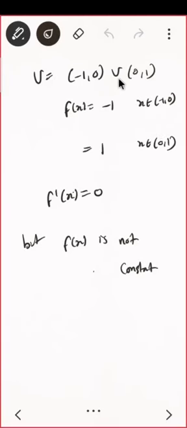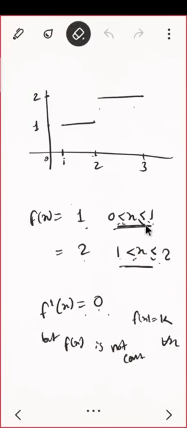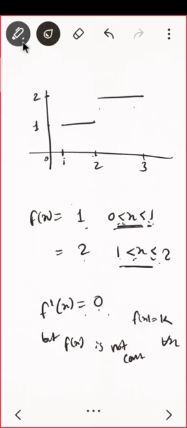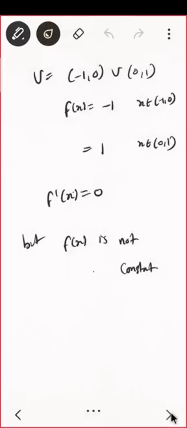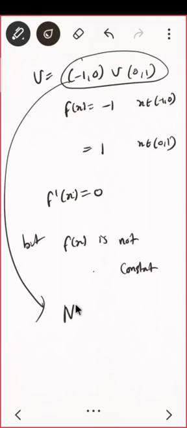Here also, do you see? 0 is not included here. I should remove 1 as well here. So do you see 0 is not included here? It means there is no value at 0 at all. There is a break. It is something like a step. So this is not an interval here. This was the issue. That's why this does not satisfy the condition. Derivative is 0, but f of x is not constant. This should be an interval.